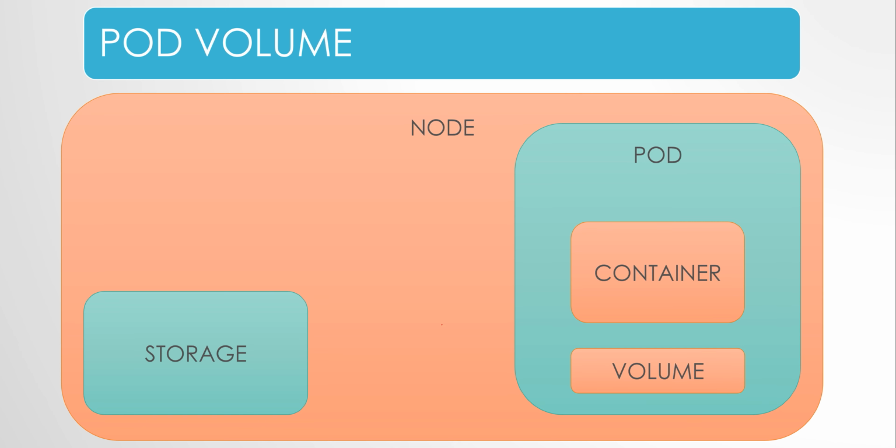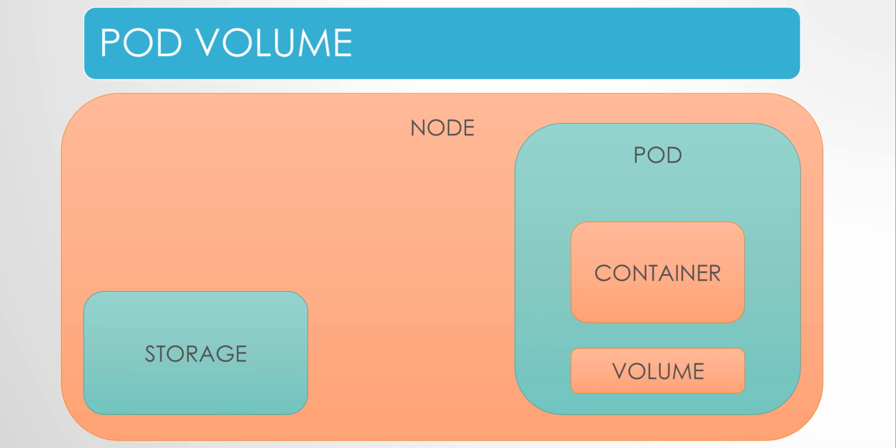This is a single node and I have a pod running on this node. How volumes are defined is, we'll create a storage outside of the pod. The storage type can vary based on the application we are building. So we have created a storage outside the pod and now we will link this storage to the volume. This volume will be defined inside the pod configuration and the same volume details will be passed into the container. This is how storage is created and how it's linked to the pod.